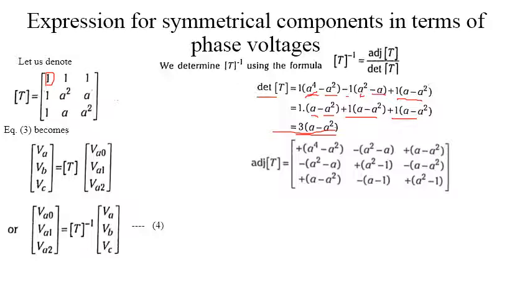For this term, we have to multiply this into this and this into this. For this term we have to multiply 1 into a square. Similarly for 1 into a, this is the term you will get. Second term, similarly for the third part we'll get 1 into a and 1 into a square. So you'll get this term, a minus a square.